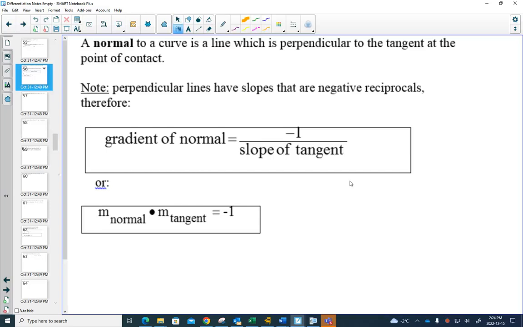First of all, we start off with a new definition of a normal. Now, for those of you that have taken physics, you've heard of normal forces. In mathematics, it's very similar.